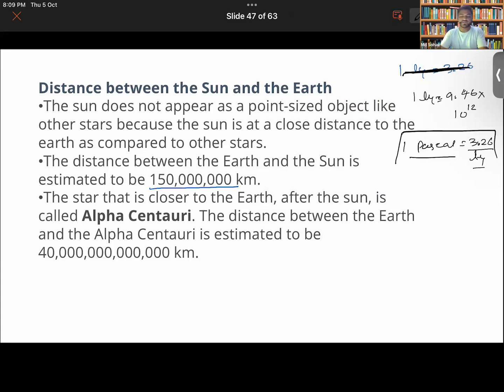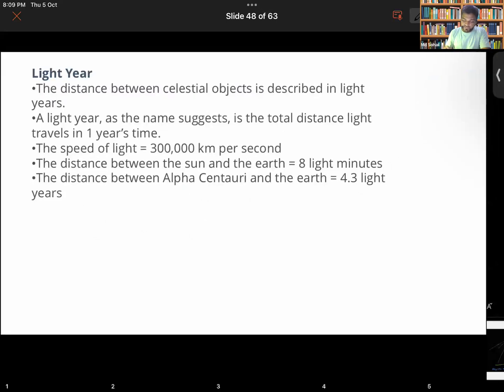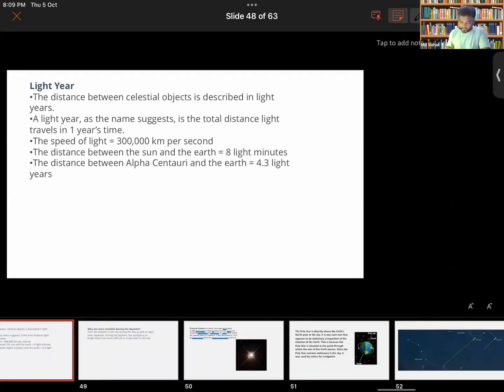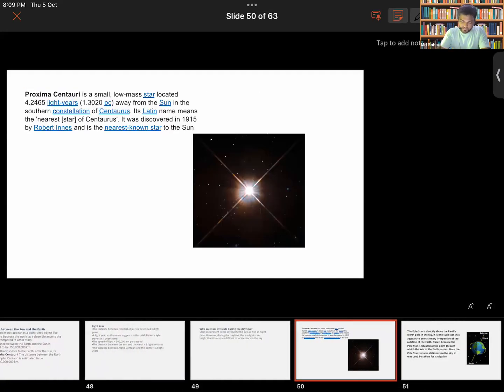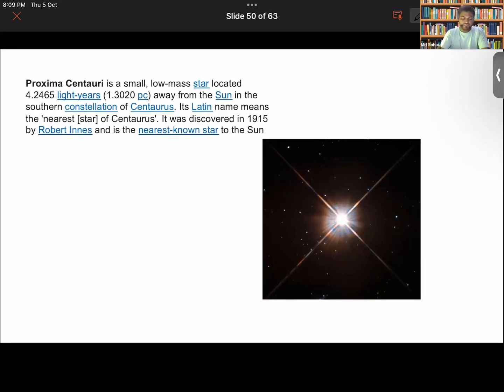Okay, coming back to our discussion. The star that is closest to the Earth after the Sun, what is that? Alpha Centauri. It's 40.67 multiplied by 10 raised to the power 12 kilometers away.